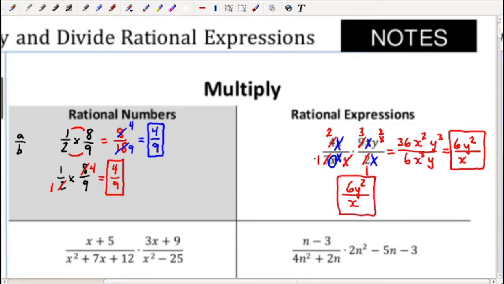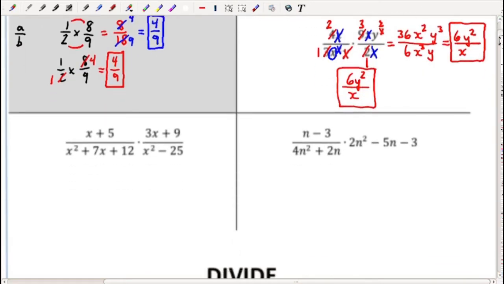Now, one important thing to note is that I'm always canceling common factors. So when I start to have expressions that have addition and subtraction in them, I need to be able to factor them in order to figure out what my common factors are. So again, I'm canceling out common factors of 2 and 8, common factors of x and x squared, and that's what allows me to simplify. So let's take a look at the next example and see where that leads us.